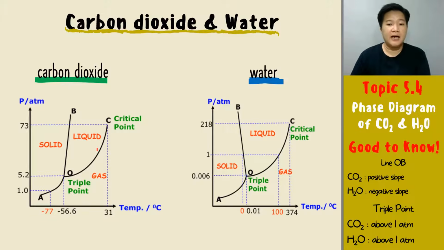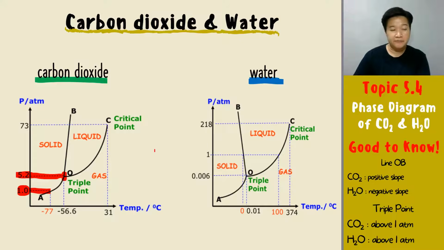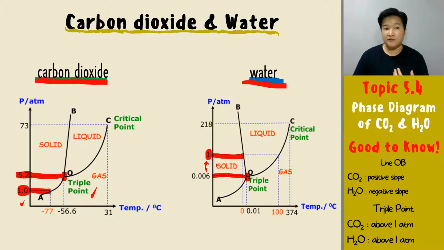And bear that in mind, there are 2 differences that you need to pay attention to. First one is the position of your 1 ATM and also the triple point. So that is the triple point of carbon dioxide and 1 ATM of the carbon dioxide. And we agree that in your carbon dioxide, your triple point must be higher than your 1 ATM. While for the water, that is my 1 ATM, that is my triple point. And in water, we know that your 1 ATM must be higher than the triple point. So that is the first difference.